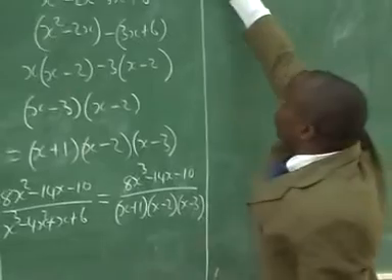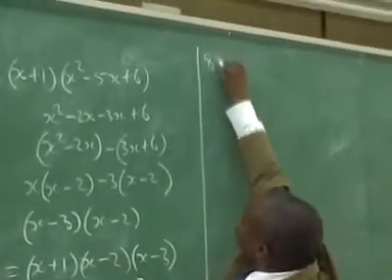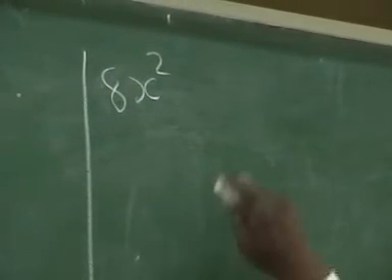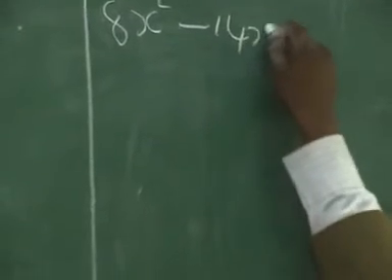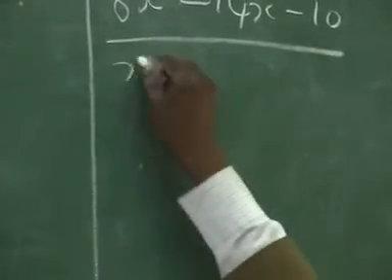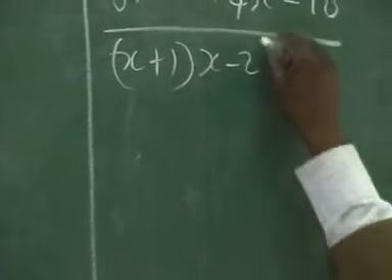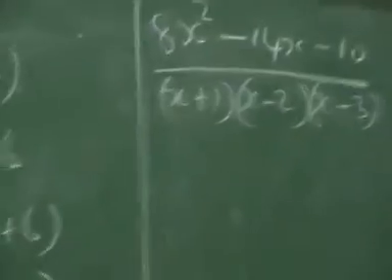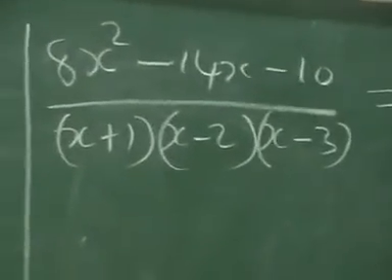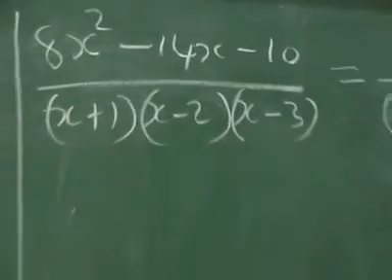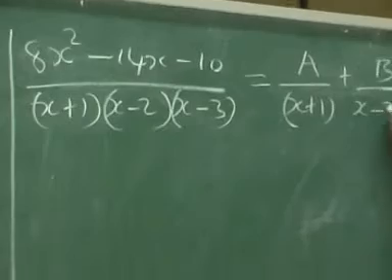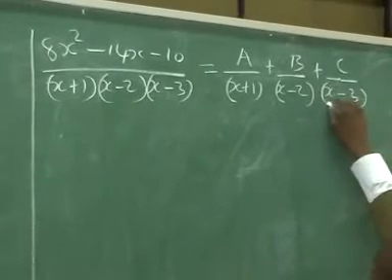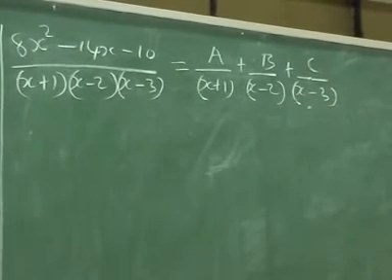We know that when we start with linear factors, we have an algebraic fraction of this form, all over x plus 1, x minus 2, and x minus 3. We will assume a partial fraction of the form A all over x plus 1 plus B all over x minus 2 plus C all over x minus 3. We assume a partial fraction of that form.